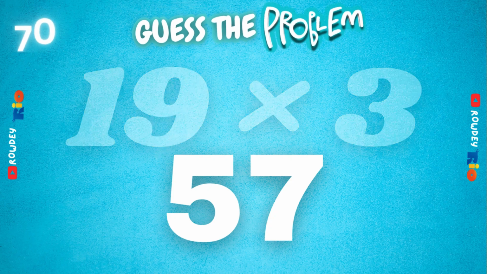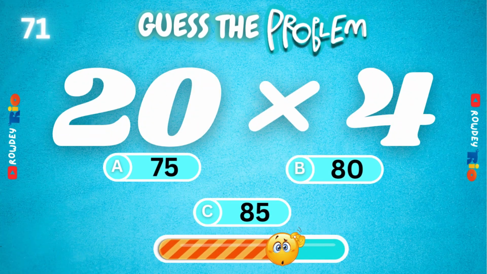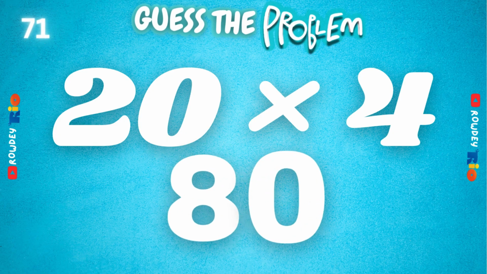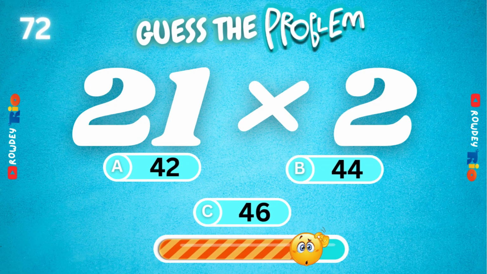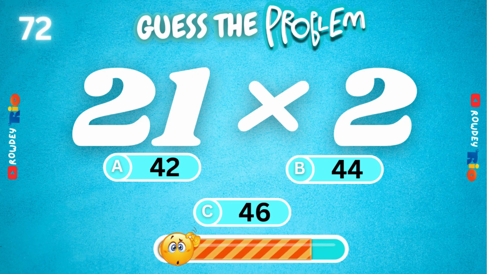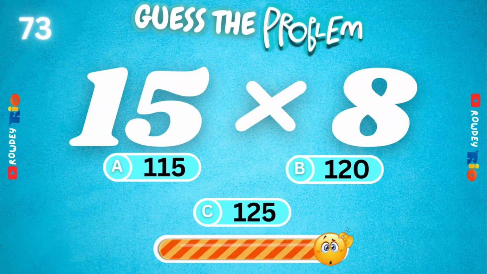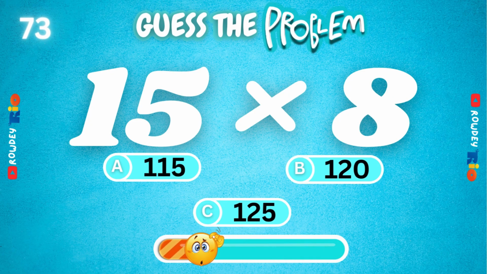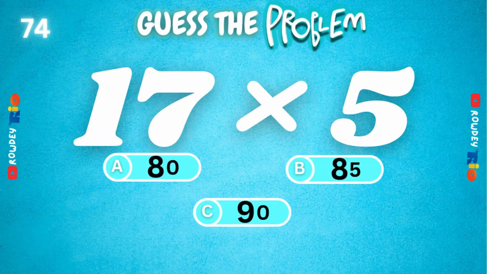The answer is 57. What is 20 times 4? The answer is 80. What is 21 times 2? The answer is 42. What is 15 times 8? The answer is 120. What is 17 times 5?